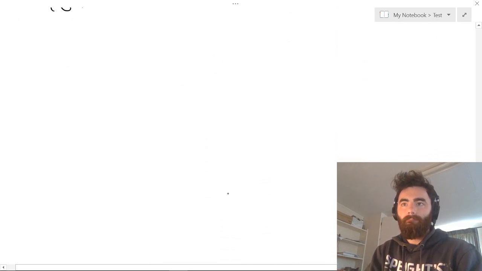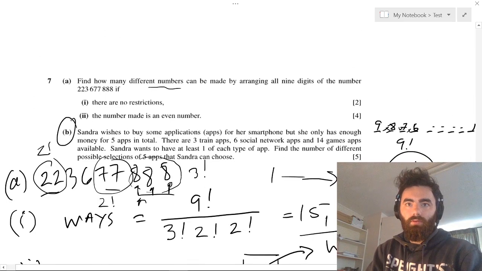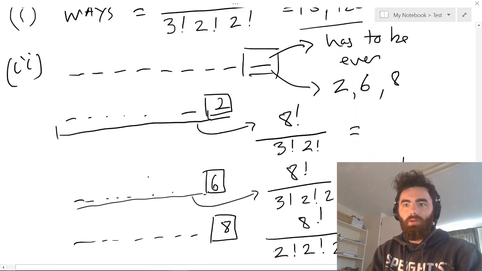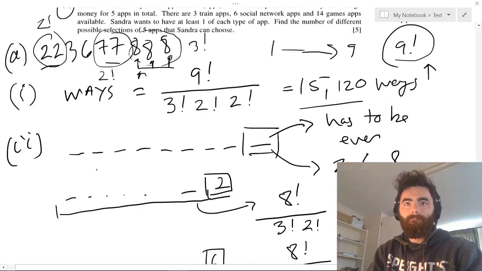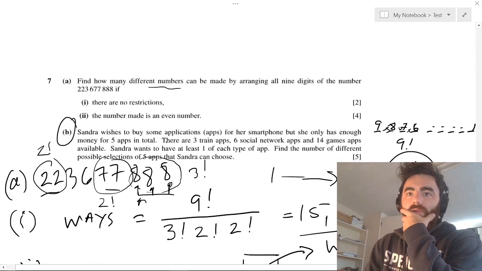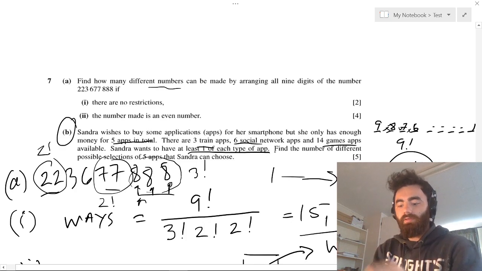Okay. Wait, is that it? No, okay, we've got one more, so B. Sandra wishes to buy some applications. Her smartphone only has enough money for 5 apps. 3 train, 6 social, and 14 game apps are available. She wants at least one of each type of app. Find the number of different ways this is possible.